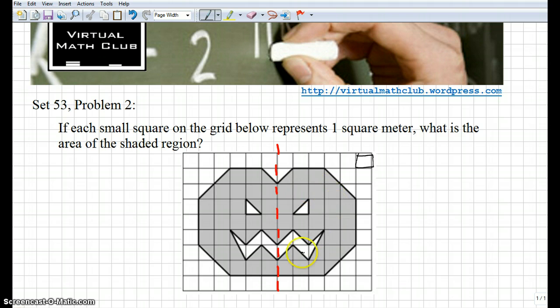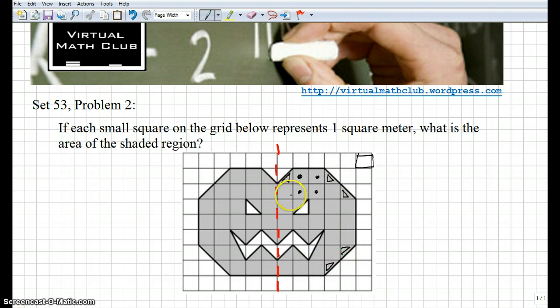You can see that in this shaded area, some of them are full squares. For example, this one is a full square, full square, full square, full square. Each one of those is 1 square meter. Then we have some that look like this. We have half of a square here, and half of a square here, half of a square here. We have some down here, and so on. For every 2 of those, we can count 1 square meter.